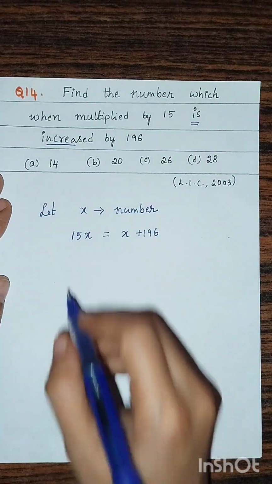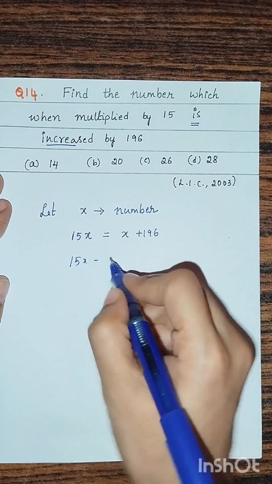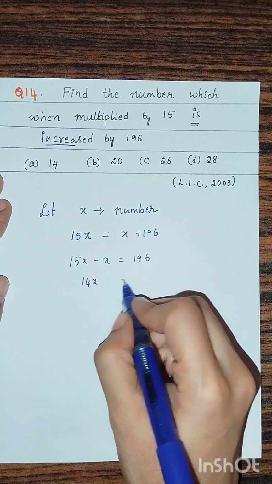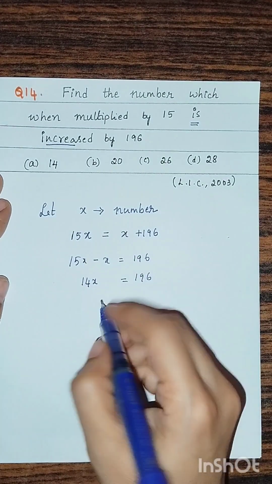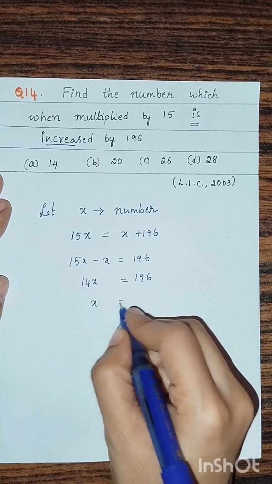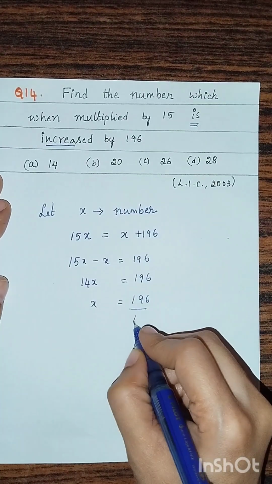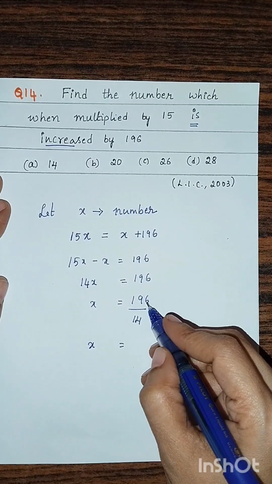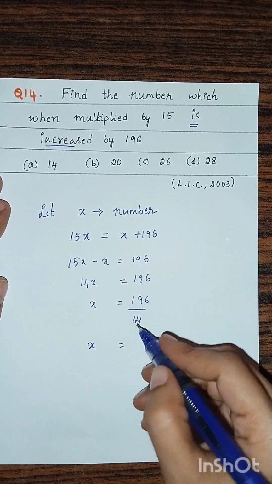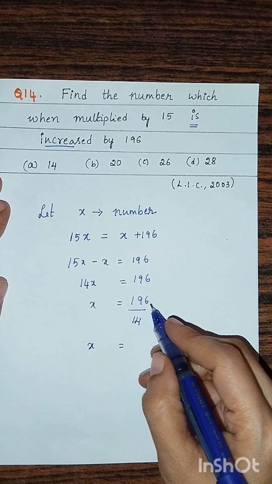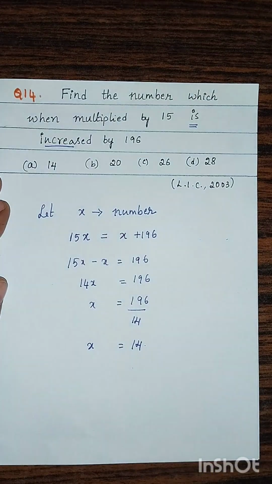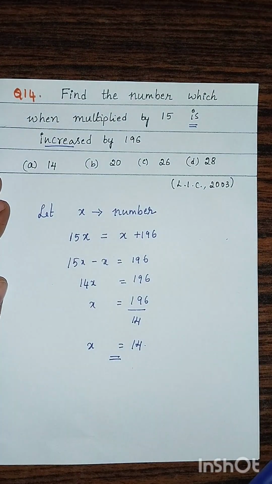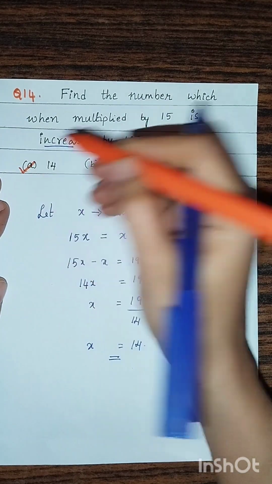Okay, now let us simplify this. 15x minus x is equal to 196. 14x is equal to 196. So x will be equal to 196 divided by 14. So the value of x: 196 is a perfect square. 14 times 14 is 196. So you will get 14 as a factor. So x is equal to 14 is the correct answer. Option A.